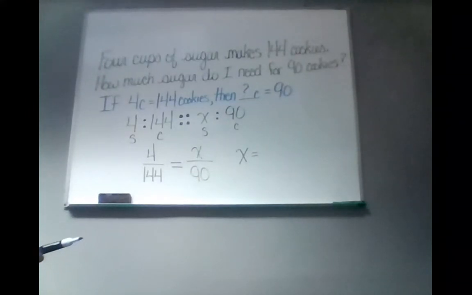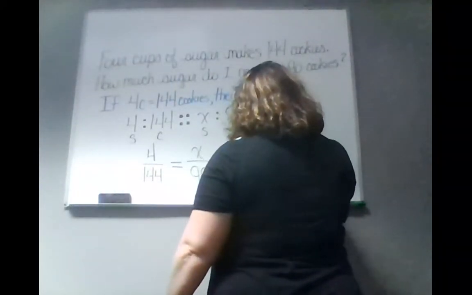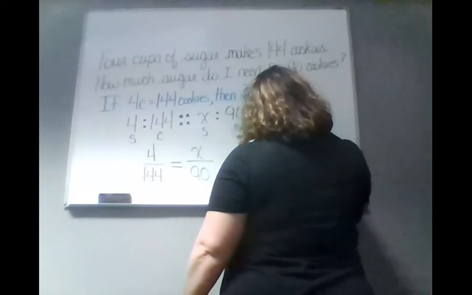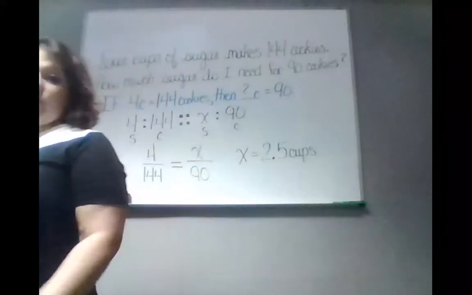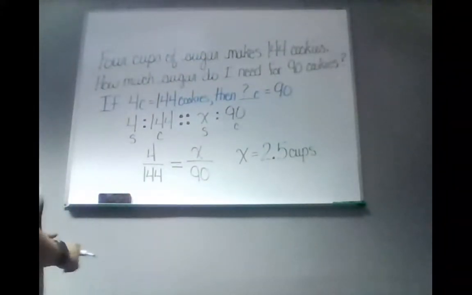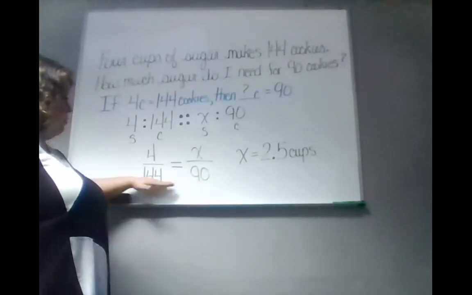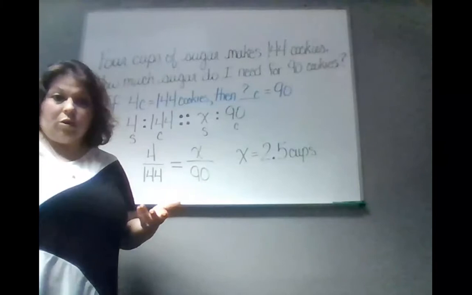Whether you decide you want to try and reduce the 4 over 144, it's probably just an extra step. So if you got 2.5, that's the good answer because it's the right one. We got 2.5 cups of sugar is what's going to give us 90 cookies. And it only makes sense that if we're reducing the number of cookies that we're making, then we should be reducing the number of cups of sugar that we're going to be using.